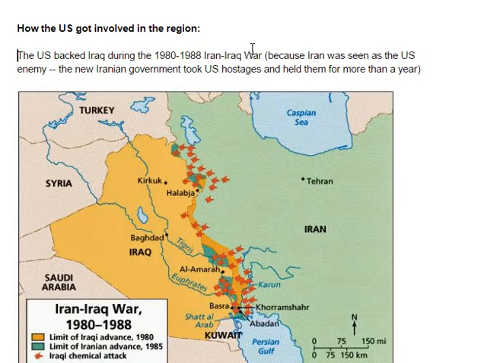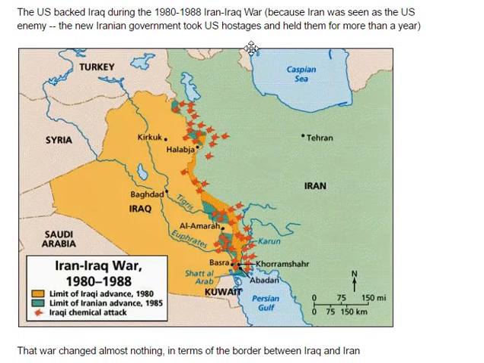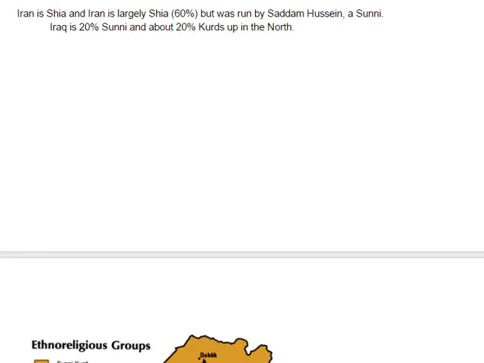So that war ended, and the U.S. was backing Iraq during it, and again, this is sort of the background, the ethnic makeup of Iraq. The Kurds are up in here, and then these are the Sunnis, and then these are the Shias, and then a lot of this land here is desert. And you can look at that a little more on your own.